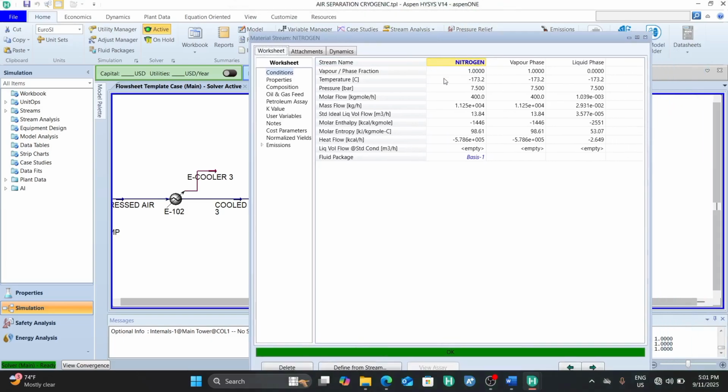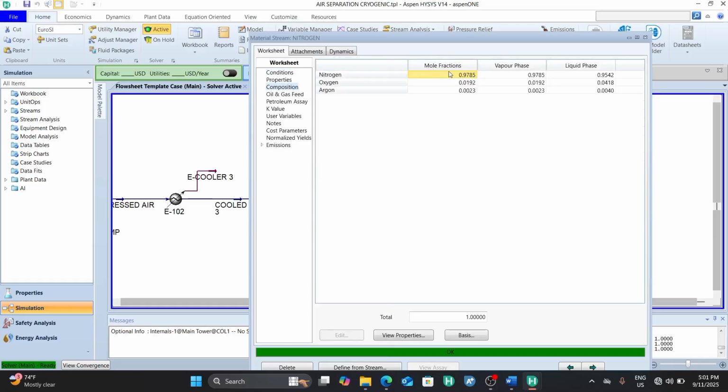For nitrogen, we're currently having 400 kilogram mole per hour, like we specified as our vapor rates inside our distillation column. For the mole fraction, we're having 97.85% of nitrogen currently present inside the stream, which is a good percentage with respect to mole fraction. But remember that that is not our quantity in any way.